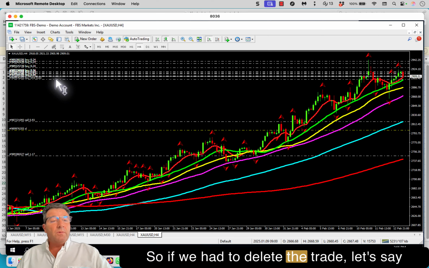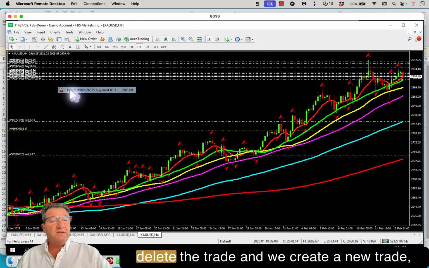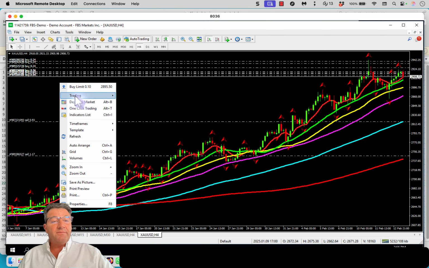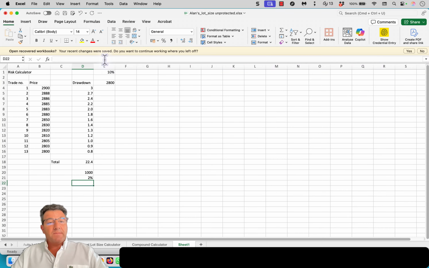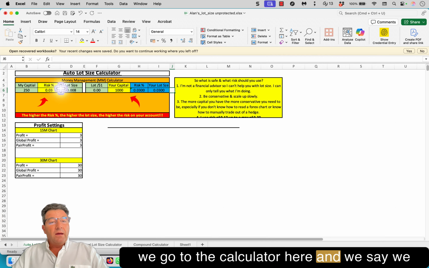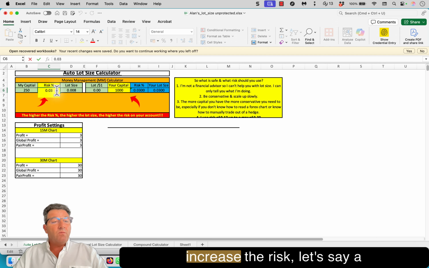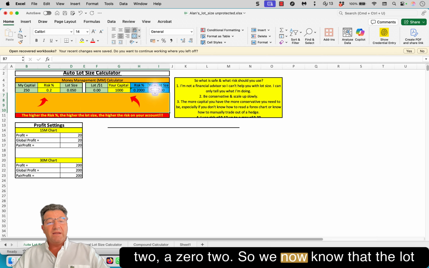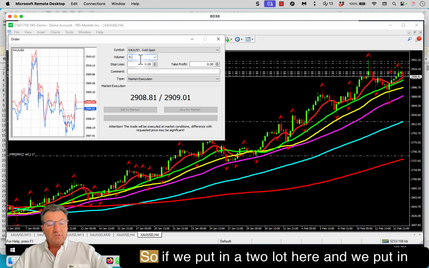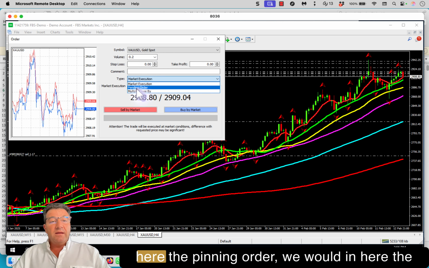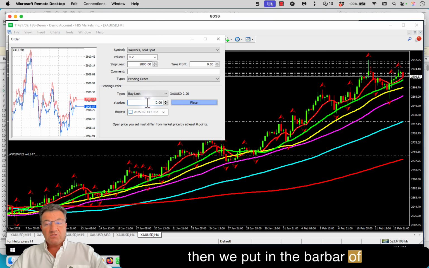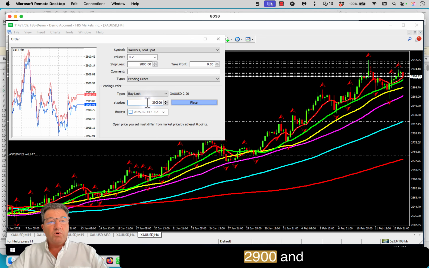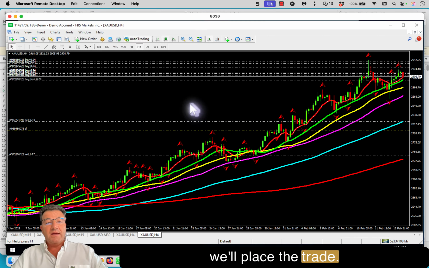So if we had to delete this trade, and we create a new trade, let's say new pending order, and let's go back to the calculator. We go to the calculator here and we say we want to increase the risk to, let's say, 0.2. So we now know that the lot size is going to be a 2 lot. So if we put in a 2 lot here, and we put in here the pending order, the stop loss of 2800, and then the buy price of, I'll put here 2900, and we'll place the trade.